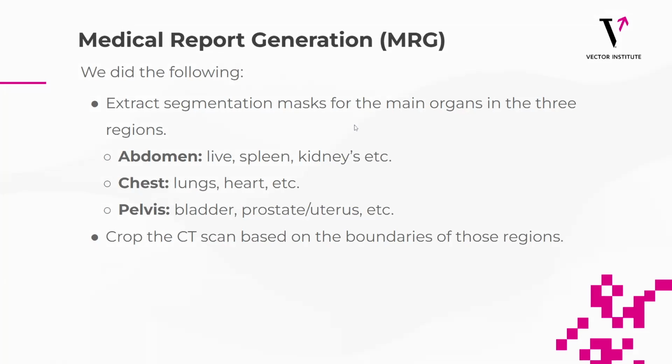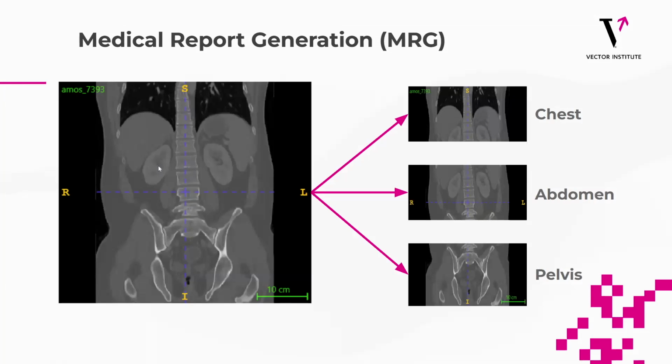So this is what we did. It's a multi-step framework. First we extracted the segmentation mask for the main organs in the 3 regions. For abdomen, we got spleen, kidney, and other organs. For chest, we got heart, lungs, and other organs in the chest area. And for pelvis, we got pelvis organs. Based on these organs, we cropped the boundaries of the 3 regions, so we ended up with a chest CT, an abdomen CT, and a pelvis CT.